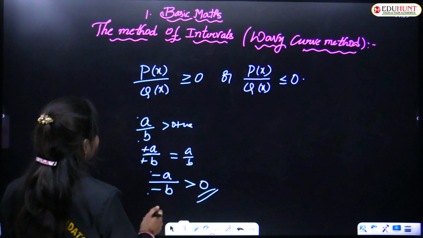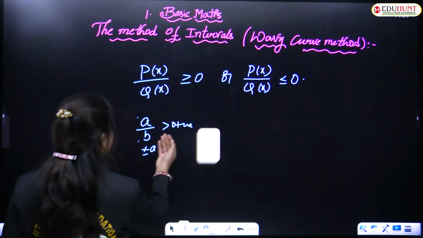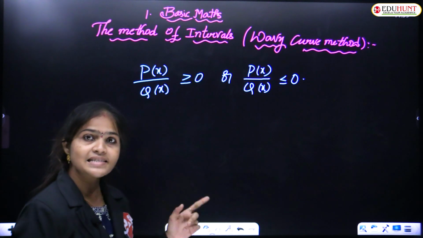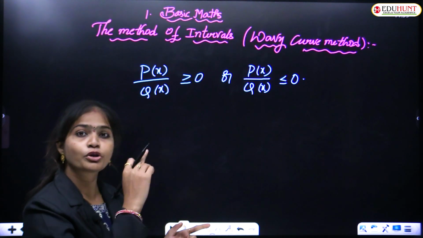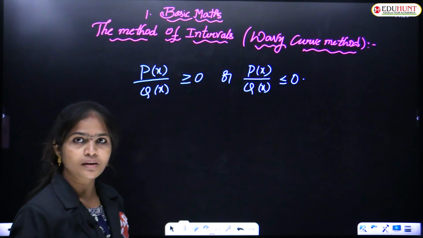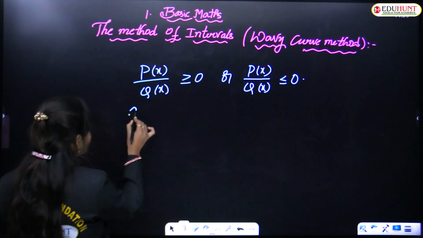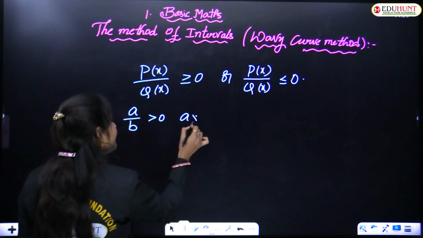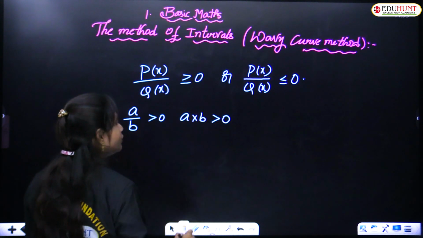By observing this, we can say that the quotient of two positives is always positive, and in the same way the product of two positives is also always positive, no? Shall we write like that? I am saying that if a by b is positive, then a into b is also positive only, no?